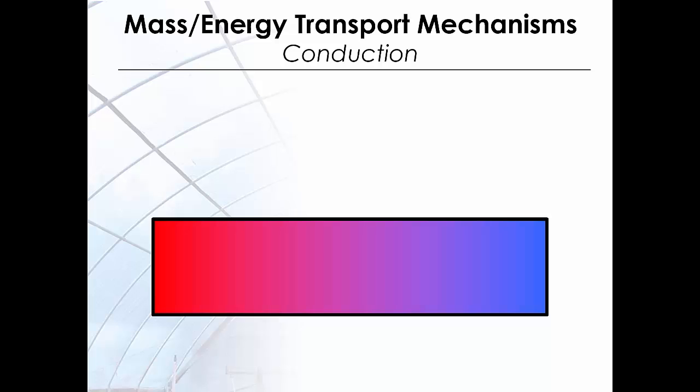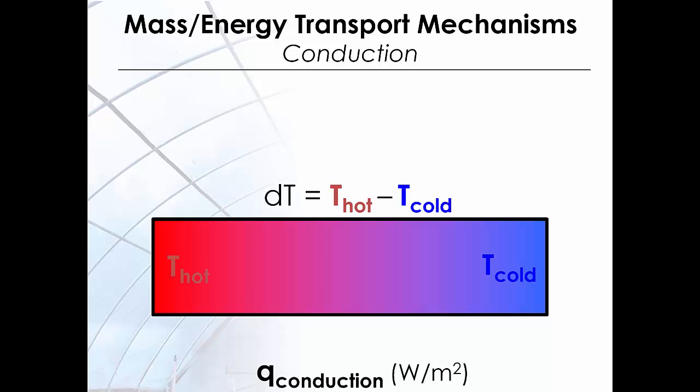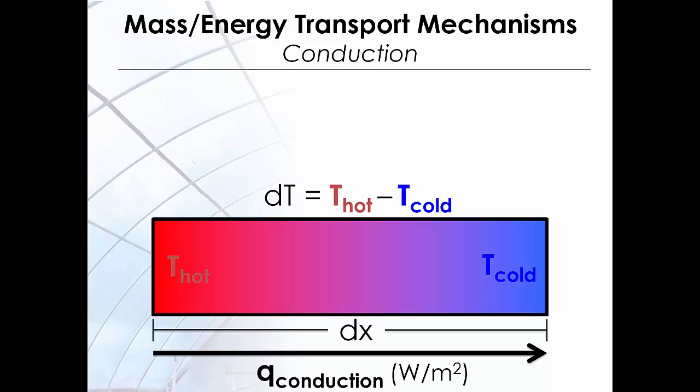In general, energy flows from high to low temperature for all mechanisms. For conduction, we not only pay attention to the change in temperature, but we also look at the distance over which the temperature changes. The temperature change over a given distance is called the temperature gradient.